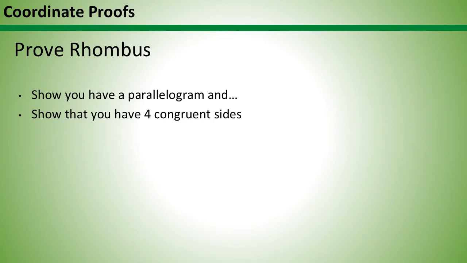If I want to prove that something is a rhombus, a rhombus is a shape that has four congruent sides, and more specifically, it's a parallelogram that has four congruent sides. So I have two things that I have to show in this case. I have to show that this thing is a parallelogram. So again, we're finding slope and showing those opposite slopes are the same. And I have to show that I have four congruent sides. So I'm going to find the length of each side and show that those sides are the exact same length. If I can show those two things, then this is a rhombus.